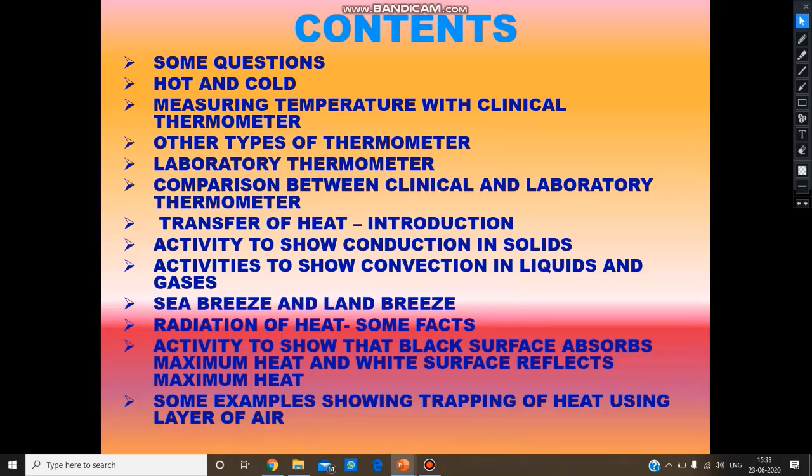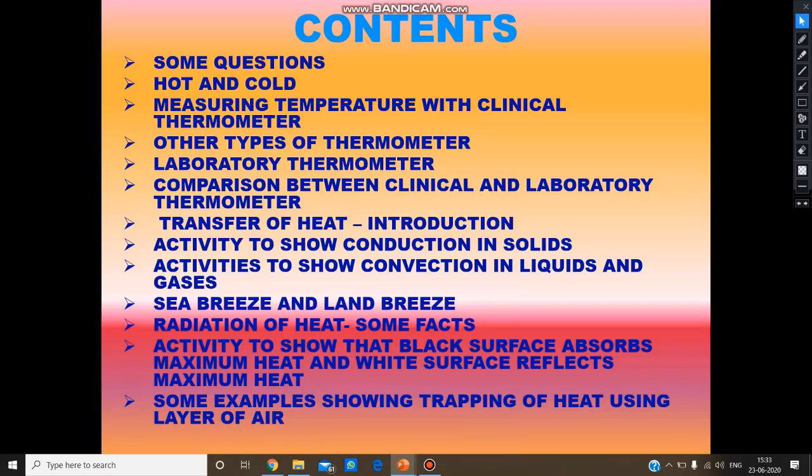Firstly, we will be talking about a few questions related to the topic. Then we will discuss hot and cold determination of any object just by touching. Further, we will continue with the discussion about how to measure temperature using a clinical thermometer. A few other types of thermometers will also be discussed. In detail, we will cover the laboratory thermometer. A comparison between clinical and laboratory thermometer will also be emphasized.